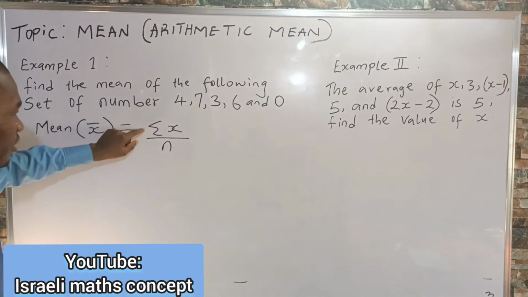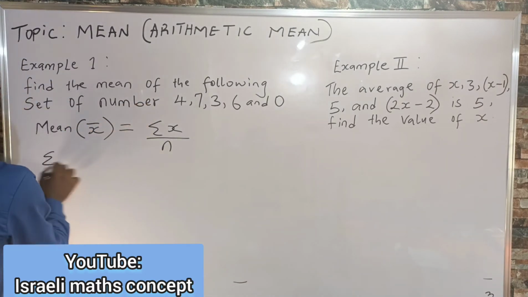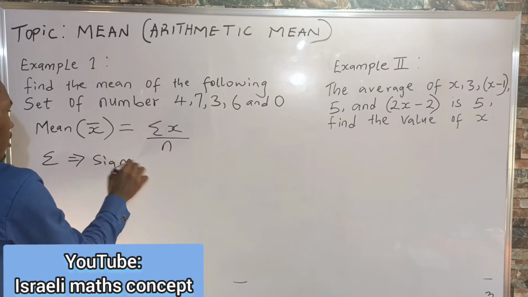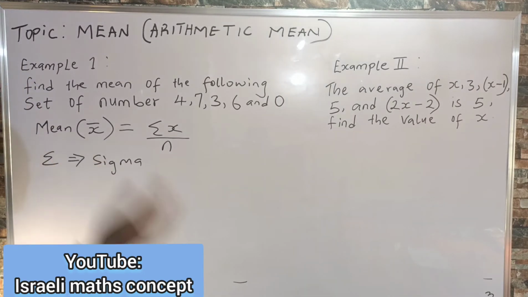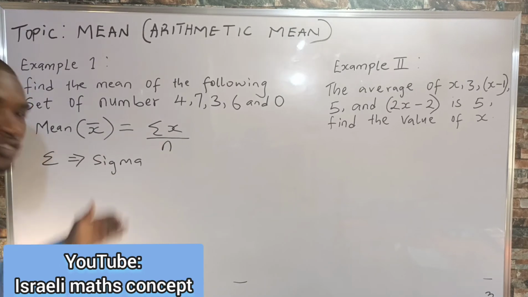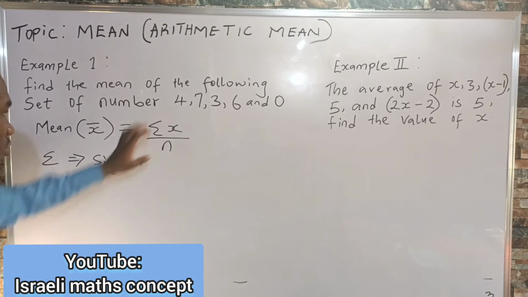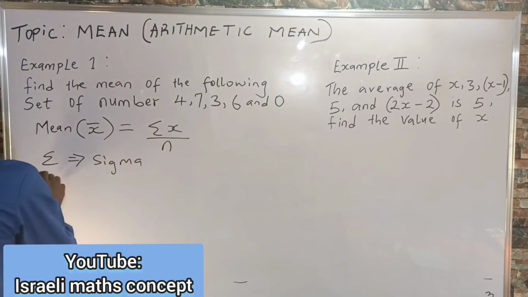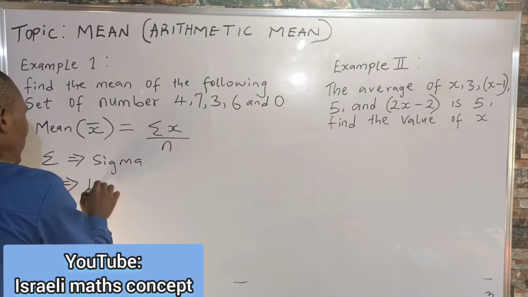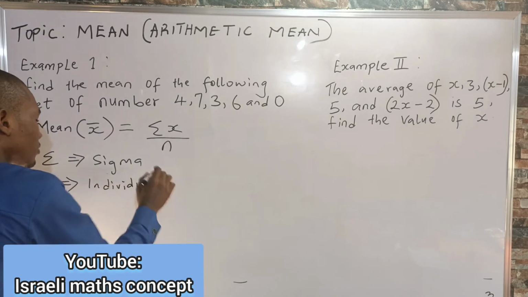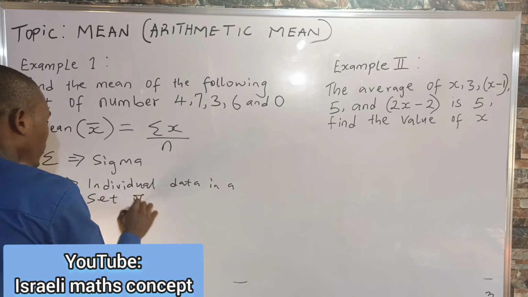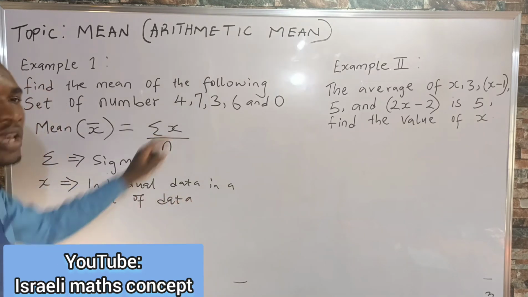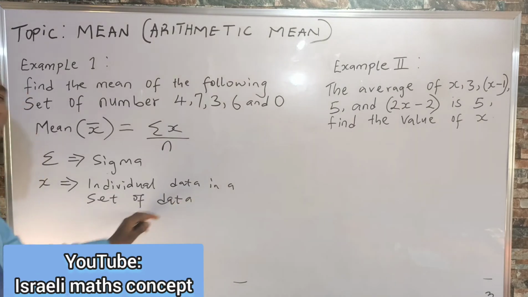The first parameter we have here is the sigma. Sigma is a Greek letter that in mathematics we usually use to denote the summation of a given number or variable. So this sigma serves the purpose of summation whenever we are talking about a concept of statistics. Then the x implies the individual data in a set of data. That is the meaning of the x, the individual data in a set of data.